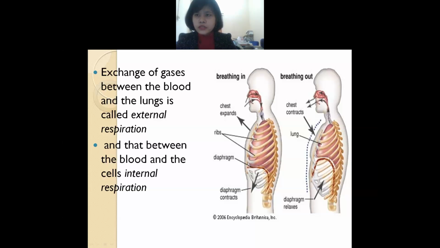This is your diaphragm, right? This is your diaphragm. So this is your diaphragm. Your diaphragm will contract. It will become small. Okay, so this is the difference between internal as well as external. Okay, is it clear?